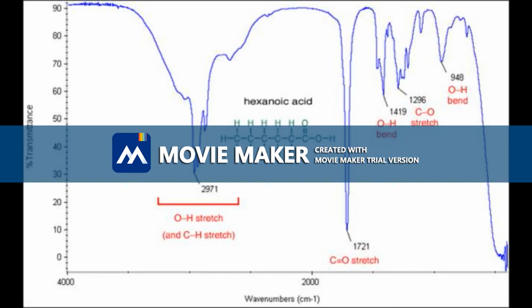As you can see in example 1 for hexanoic acid, hexanoic acid contains a carbonyl group and a hydroxyl group. The hydroxyl group, or the OH stretching, can be observed at a peak range of 2971, where we observe a broad spectrum. Furthermore, the compound also shows a C double bond O stretching at the 1721 range, whereby a narrow spectrum can be seen for the C double bond O group. Adding in other small spectra that can be observed in the 1419 range and 1296 range for the OH bending and CO stretching respectively.